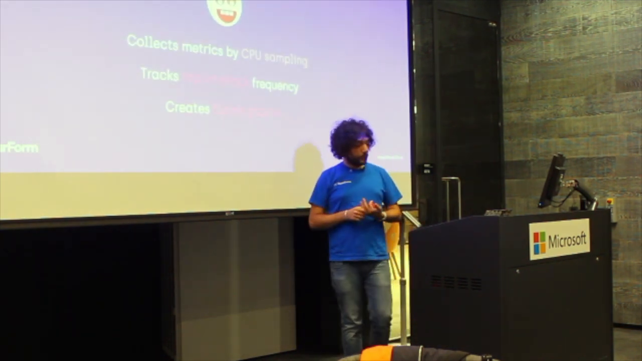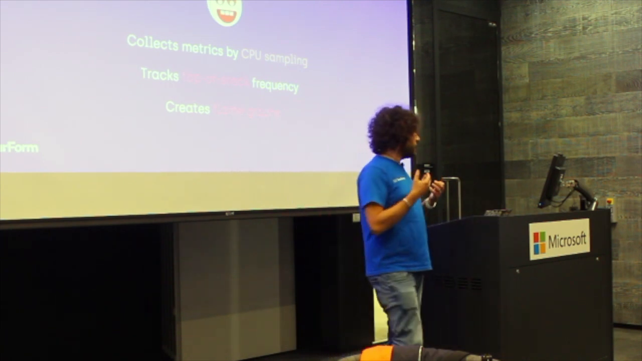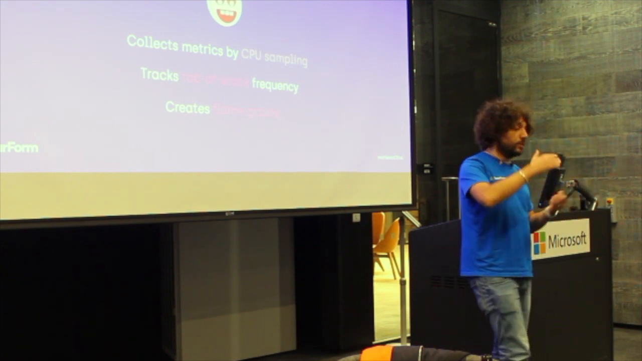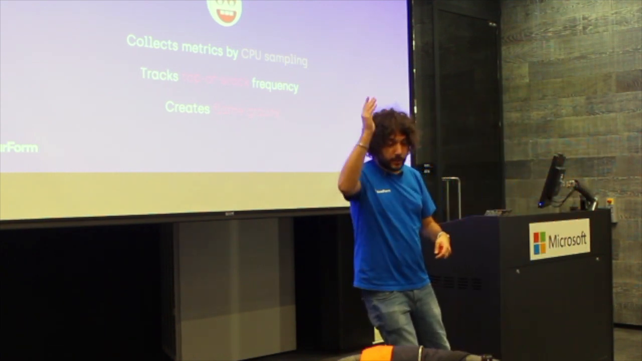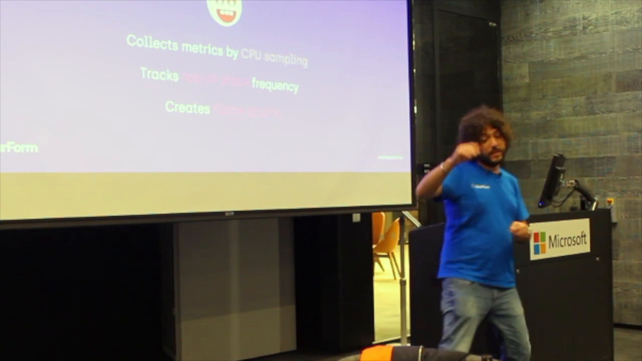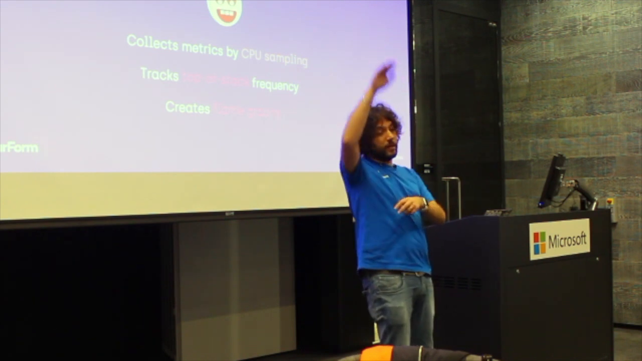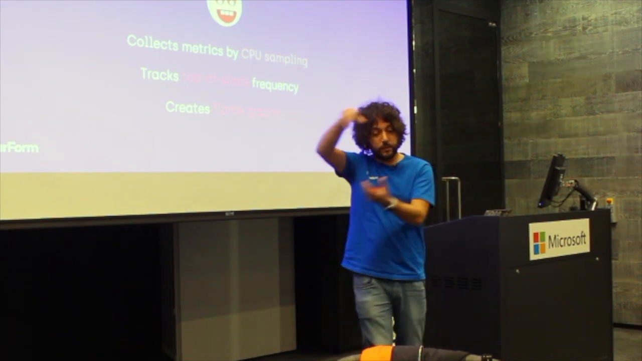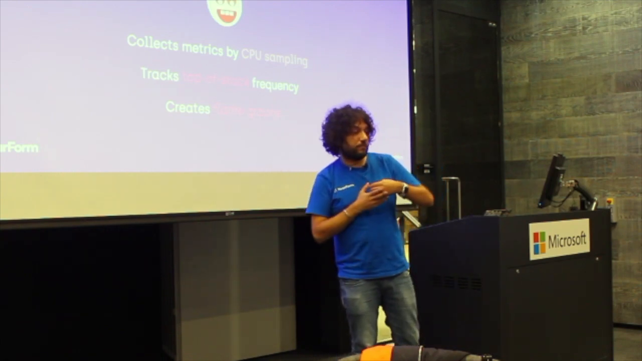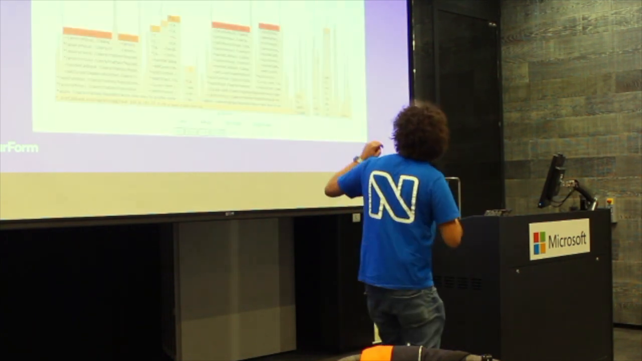Clinic Flame collects some metrics by sampling the CPU. Basically, your process is running, it takes a sample, and then after some time it takes another sample. What does it sample? Your stack. Function, call, function, call, function, call. We take all of that and we save all those samples. And after we have saved all those samples, we just sum it all up and generate a visualization. And this is what it looks like.